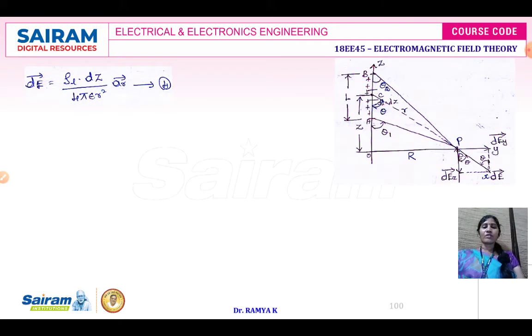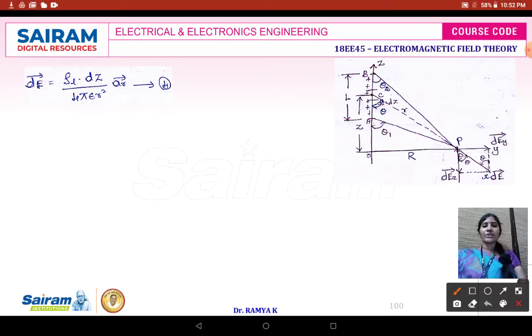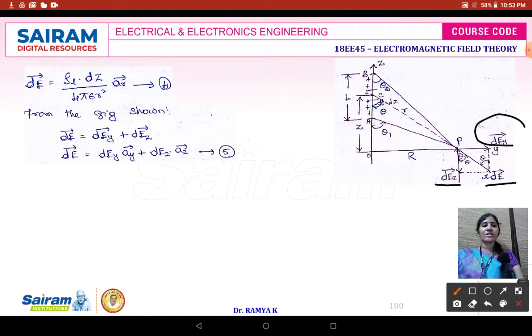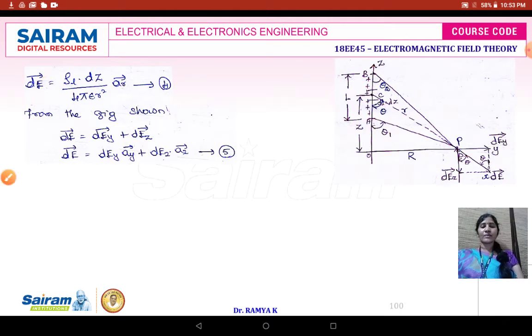Next, this is the general form as rho L into dl. dl is nothing but the differential elemental length. In this, the differential elemental length at point C is equal to dz into az, because it is all along the z-axis direction. Therefore, from figure 1, the total electric field intensity dE vector will be the vector sum of the electric field intensity along the z-axis direction and along the y-axis direction. Therefore, dE vector is equal to dEy into ay plus dEz into az vector.